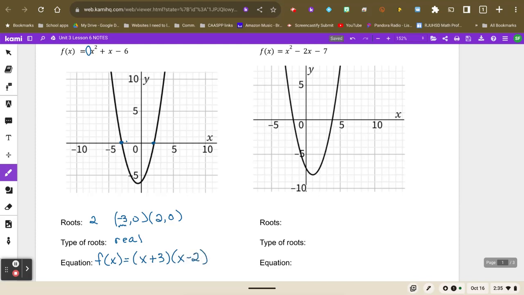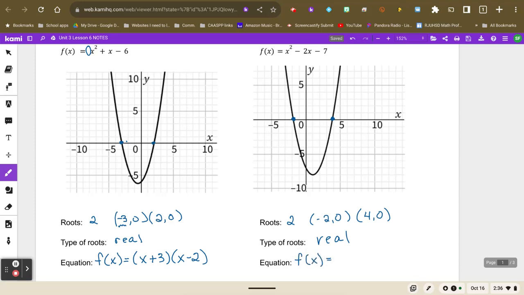Same with the next one. We can see it crosses right here. It's a little off, but we're going to go with whatever we can. We could use Desmos, but we're going to go with just eyeballing it. So here we see it does cross twice, and it's about at -2, 0 and at 4, 0. They are real because they do cross, and we can rewrite the equation.